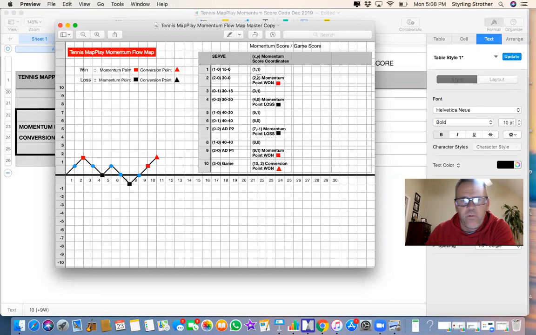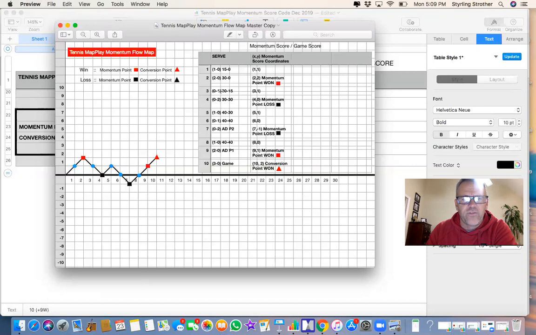Now, what this shows is, from 1 to 2, the Y number is going to tell us whether there's a momentum point won or a momentum point lost, or a conversion point won or conversion point lost. So if we look at this 1 to 2, that means a momentum point is won. That's why I put a red square for winning a momentum point. The next point is lost. So the momentum score goes from 2-0 to 0-1, and the game score goes from 30 love to 30-15.